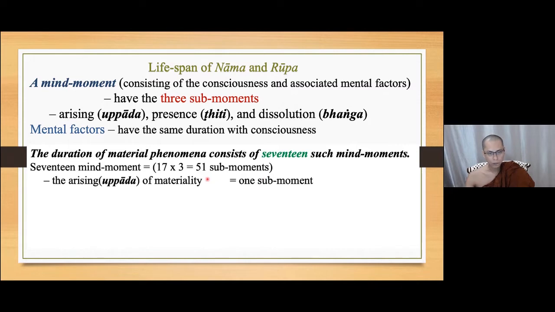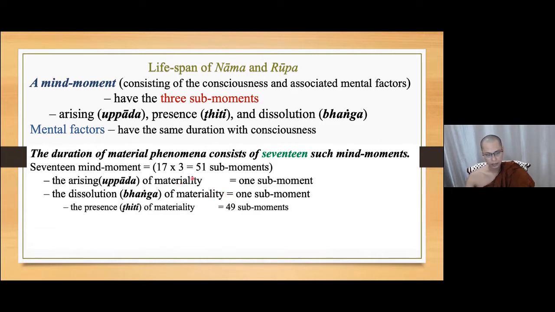Okay, so if we divide it according to the sub-moments: arising of the materiality is 1 sub-moment, and dissolution of materiality is another sub-moment. If we subtract these two, the present moment of materiality can be understood as 49 sub-moments. In this way, we can regard the duration of materialities according to their pace.